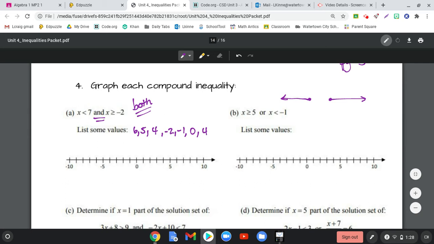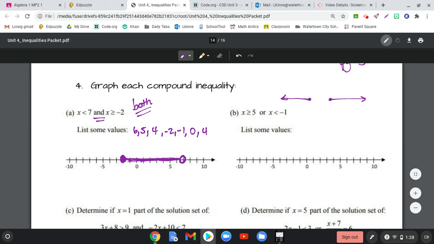So it has to fit both descriptions. So let's start with x is less than 7. So it's an open circle on 7 because it won't actually hit 7. We're going to shade the numbers that are less than 7 until we get to -2. The numbers also have to be greater than or equal to -2. So I like to find my two endpoints first. And then I'm just going to shade in between.